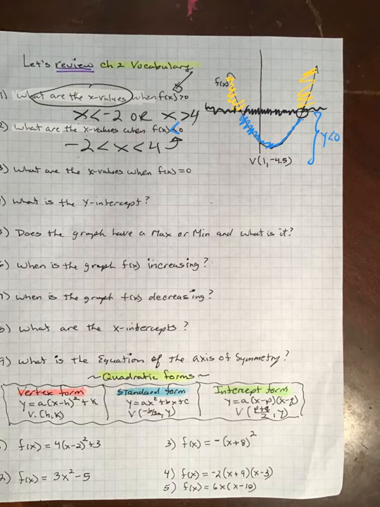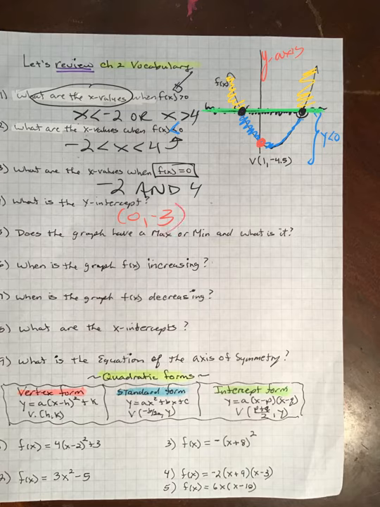And then when is the function equal to 0? The function is equal to 0 when it's on the x-axis. So that would be -2 and 4. -2 and 4 is when the function is actually equal to 0. And then what is the y-intercept? Isn't the y-intercept where it hits the y-axis? And it looks like that y-intercept is (0, -3). So you just got to know a lot of vocabulary.